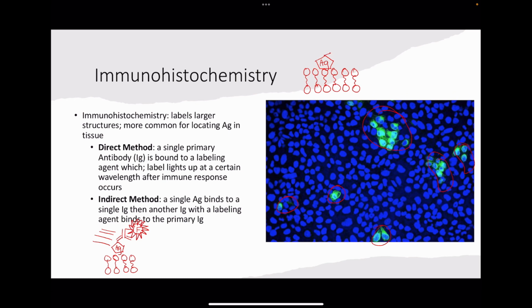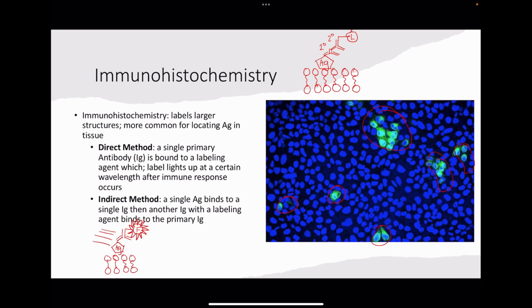We're going to bind a single antigen here, and then we're going to take another antigen. We're going to call it the secondary antigen and bind it to that primary antigen. So here is our primary antigen, and here is our secondary antigen. Now the secondary antigen is the one with the labeling agent on it. I'm going to put an L because it doesn't necessarily have to be a chromophore or a fluorophore, but it can also be a complex that once the immune response has been elicited, it can stain the surrounding tissue.